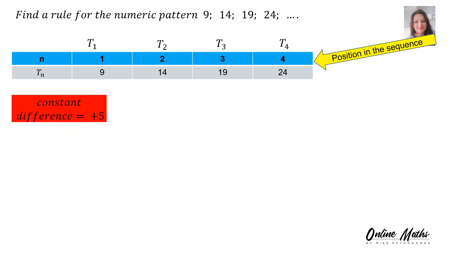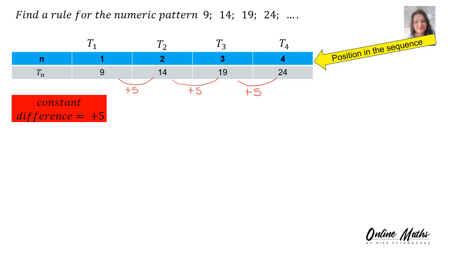Now, the first thing we do when we're going to find the rule is we work out the constant difference. Remember, the constant difference: to get from 9 to 14, the next term in your sequence, you added 5. To get from 14 to 19, you added 5. To get from 19 to 24, you added 5. Remember, that number is called the constant difference.